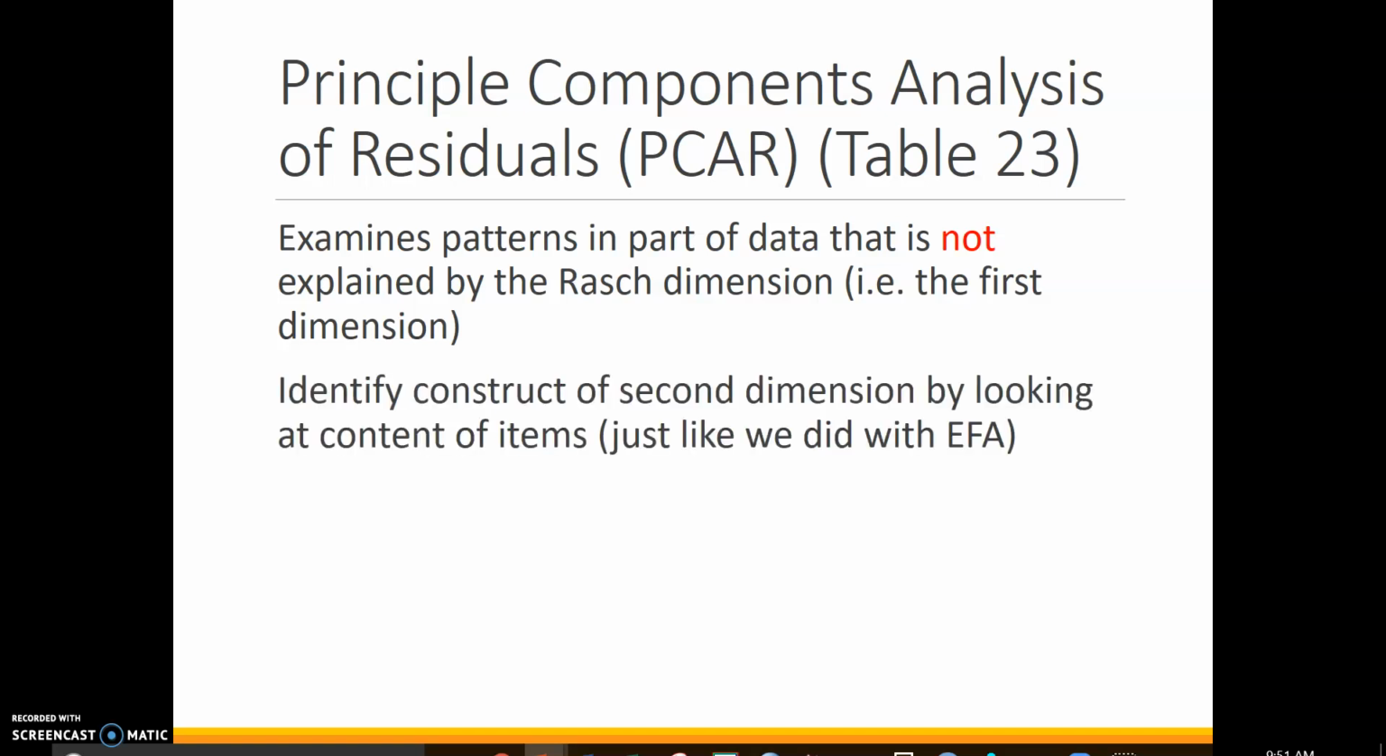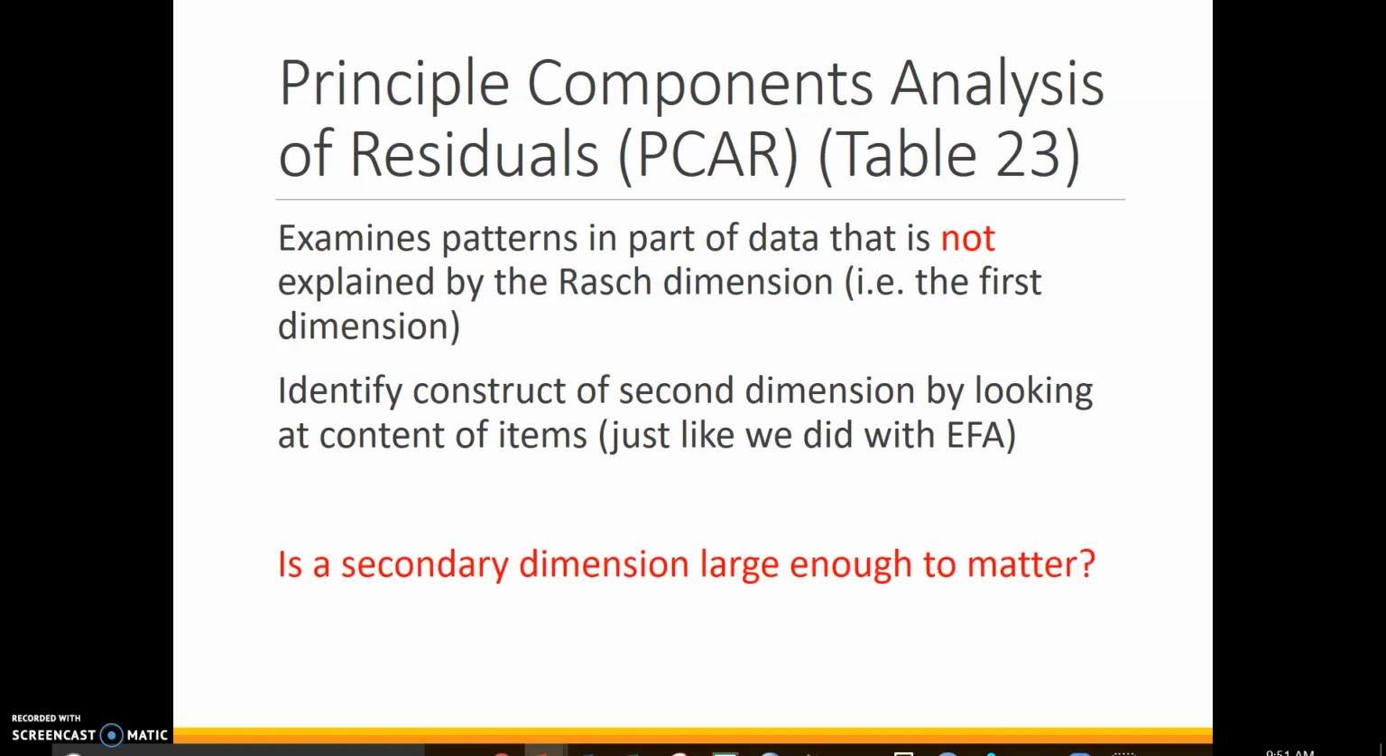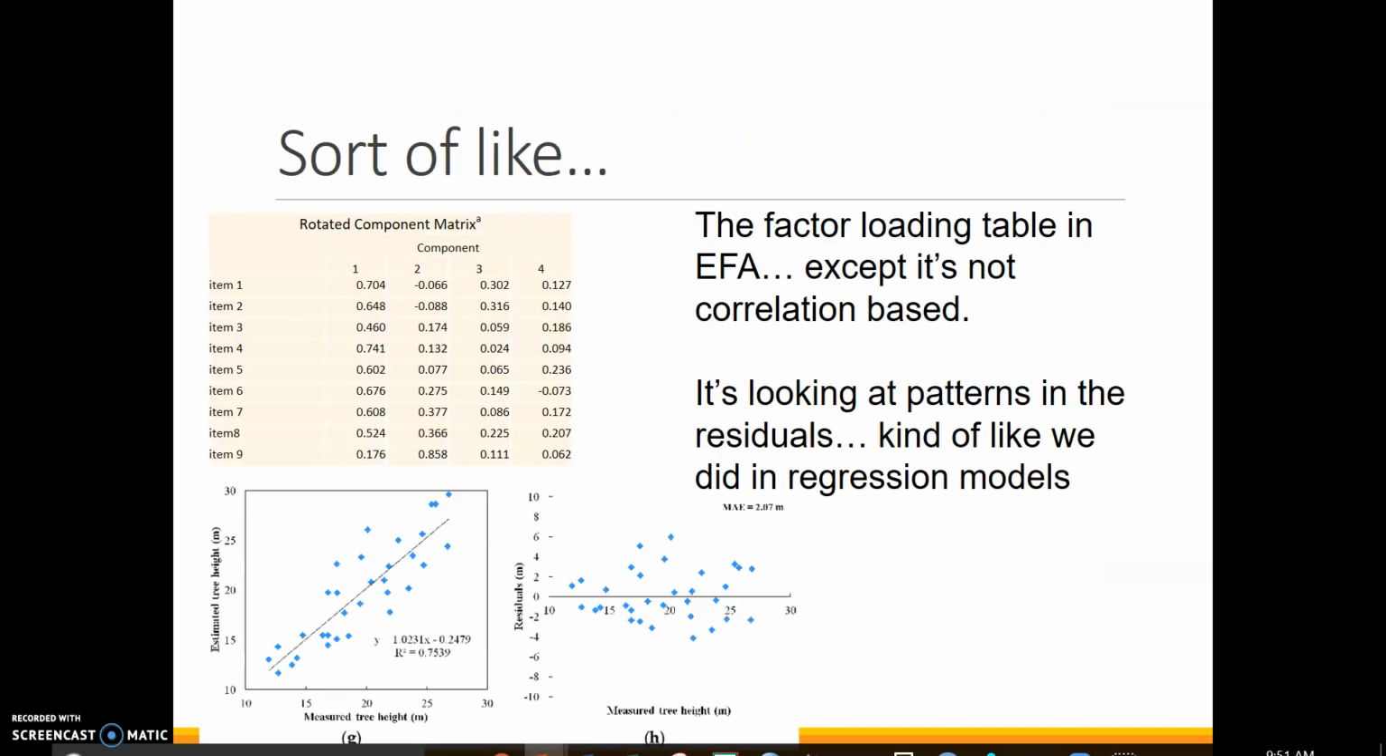What we do is pull out that first dimension, and then we look at the residuals and see if, in this extra noise, once we remove that first dimension, we see patterns in the noise that are enough to give us a hint of a second dimension. And the question is, is the second dimension large enough to matter?